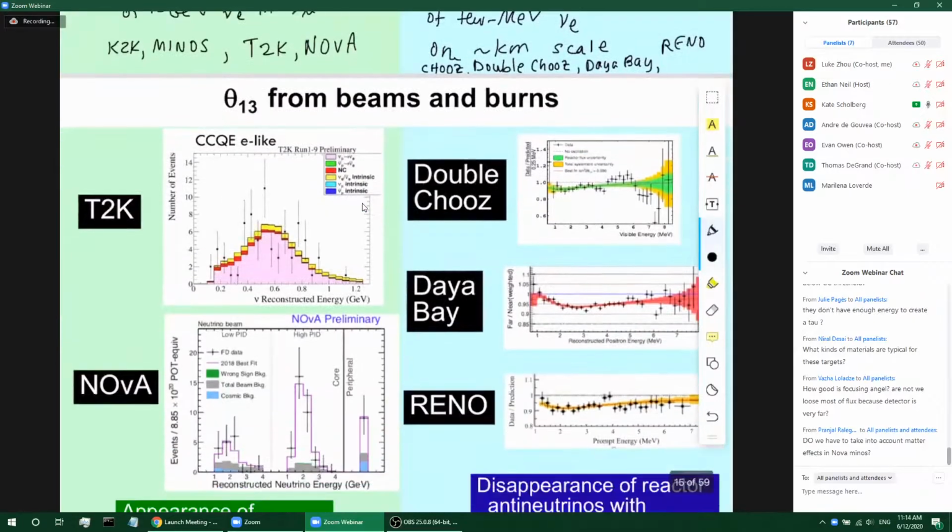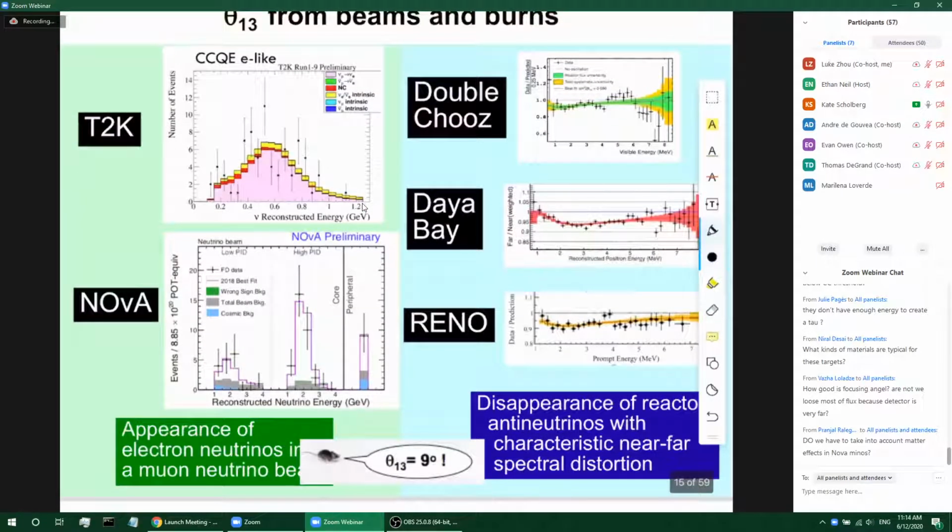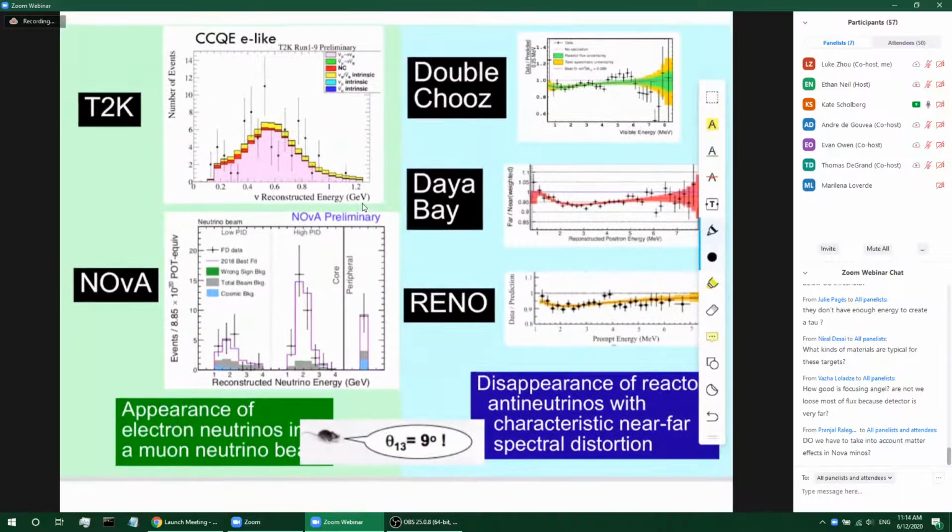And so here, these are the data from these experiments. On the left, we have T2K and NOvA. This is the electron-like. So what these detectors are looking for, T2K being a Cherenkov detector, Super-K, is looking for some extra fuzzy rings to pop out of a nu mu beam. And NOvA, the detector is a tracker. They're looking for electron-like events to pop out of the beam. And that was actually observed.